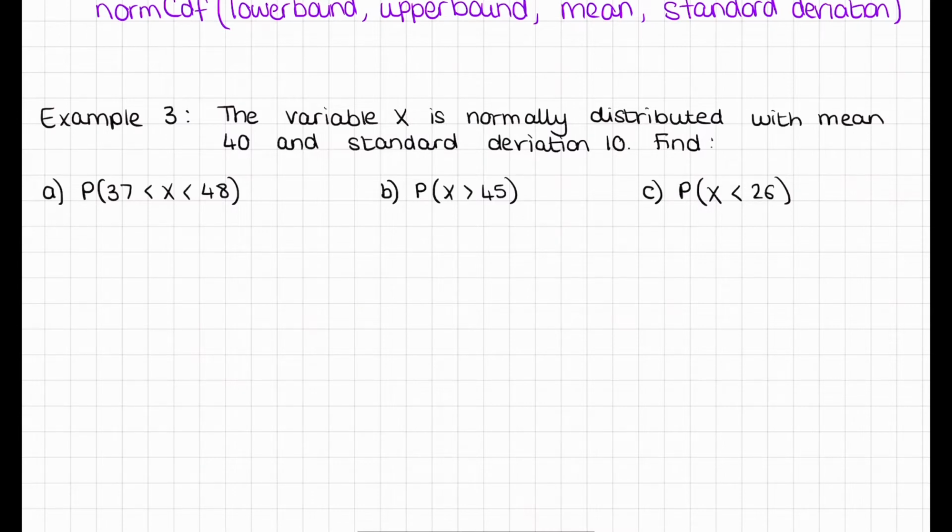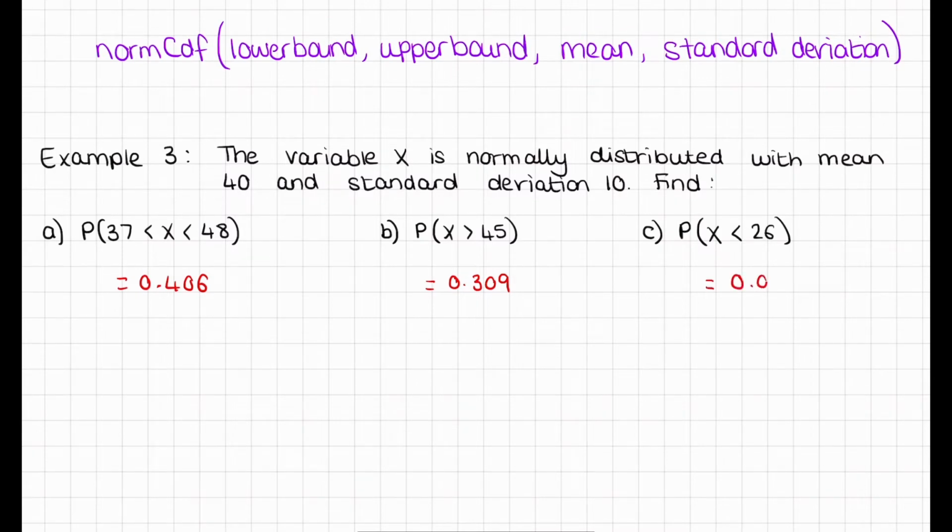So I'm going to go straight to the calculator to work this out, but what we will find is the answer should be 0.406. For B, we're going to have the probability of x is greater than 45, which should give us a value of 0.309. And for the last one, we put it in the calculator, we should be getting an answer of 0.081. I'm going to go straight to the calculator now and show how we get all those three values.